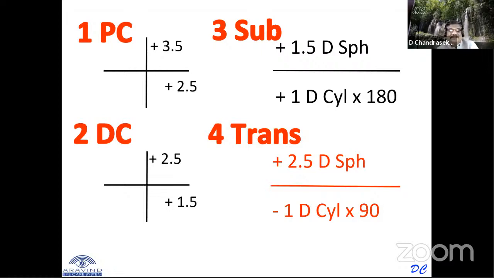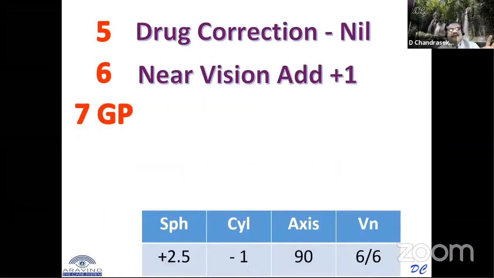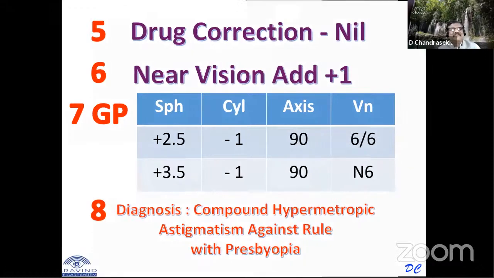Now just look at the distance correction. On the subjective, 1.5 is your spherical power, and on the transposition, the other axis, 2.5 is the spherical power. That means you're perfectly right. So that is how you calculate. No drug correction, distance correction of plus 1. This is the glass prescription and you give a diagnosis. This is the simplest format.